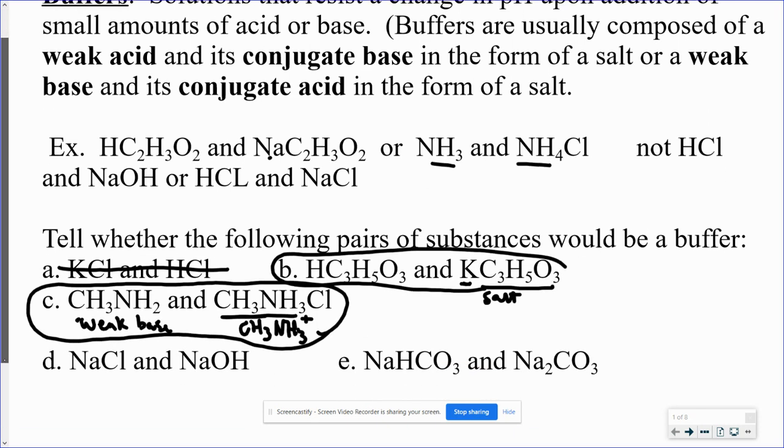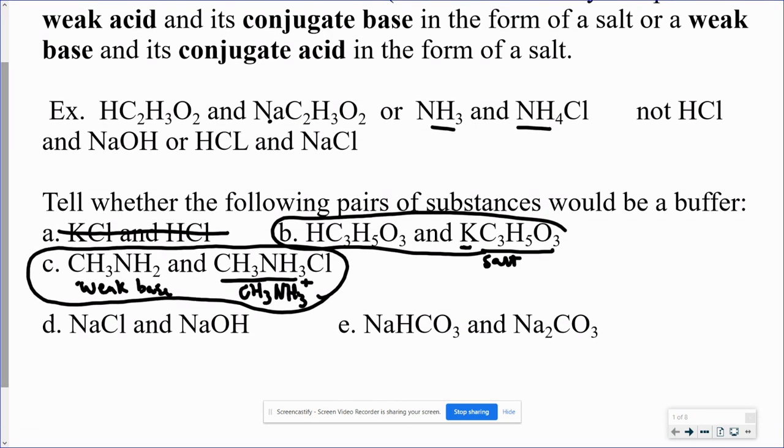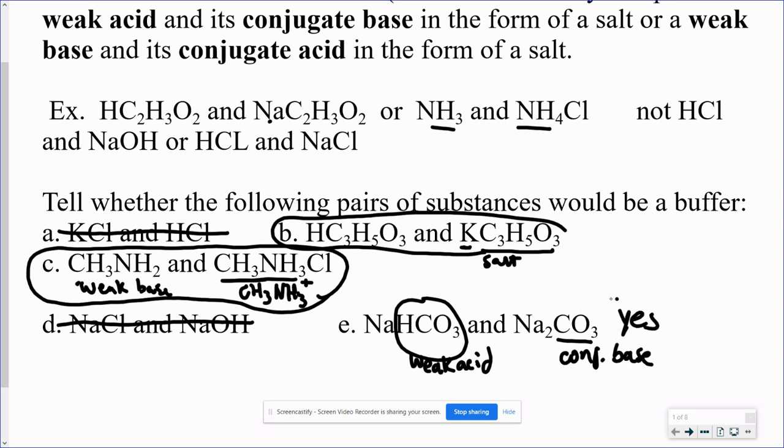Okay, and D, NaCl and NaOH. No, NaOH is a strong base. That's not a buffer. And here we have NaHCO3 and Na2CO3. So this is a weak acid, and this is its conjugate base. And so, yeah, this is a buffer.